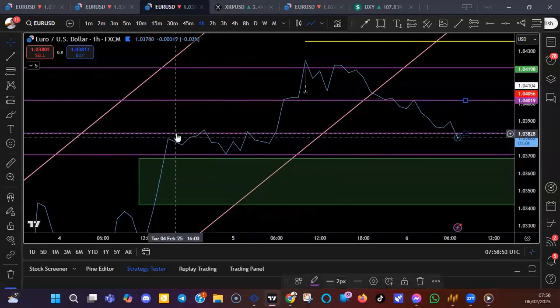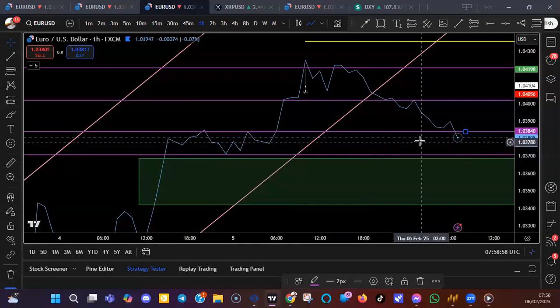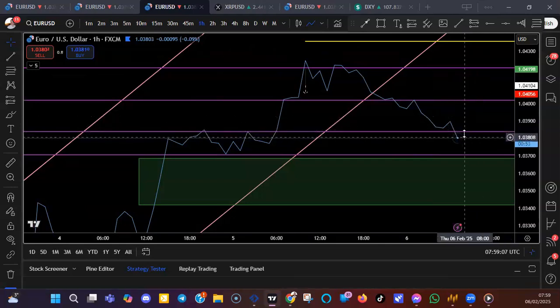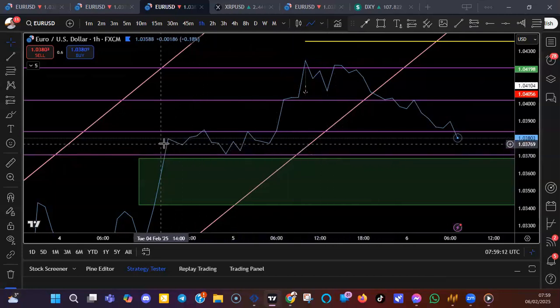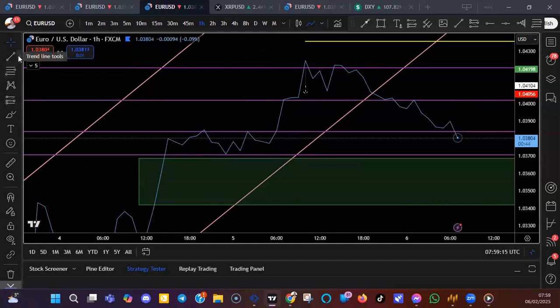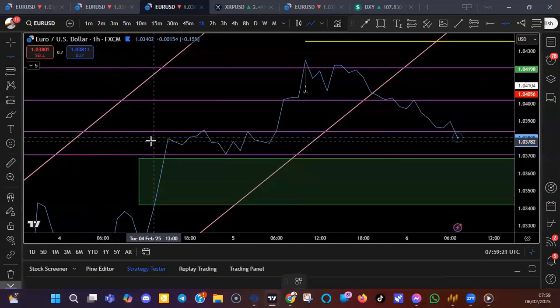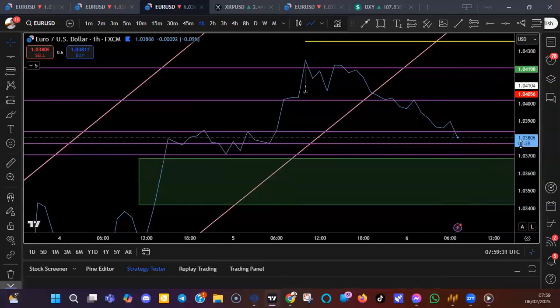And here, one touch there, one touch there, and a kind of area there that's sort of supported and resisted. So that's a kind of an area that price will respect. And right where we are now, touch there, touch there, touch there. So we're coming down to an area where price will respect.